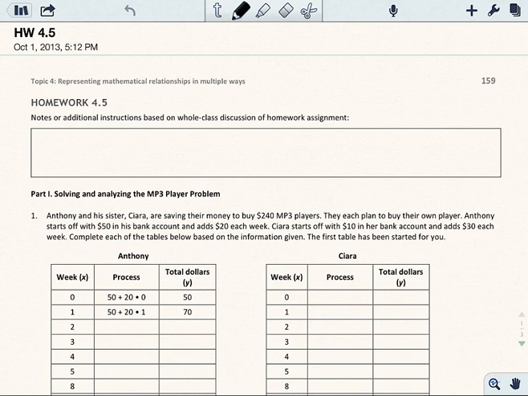This is homework 4.5. We hadn't had a normal homework in a while. How about that? So let's get to it. Let's talk about the homework. Let's talk about the processes. Let's just talk math because we love math. At least I love math. We all love math right now.